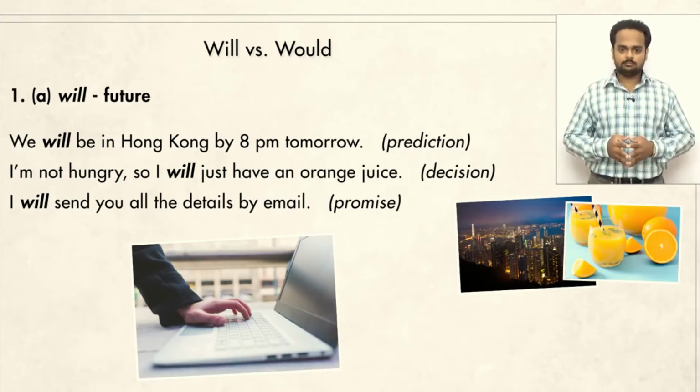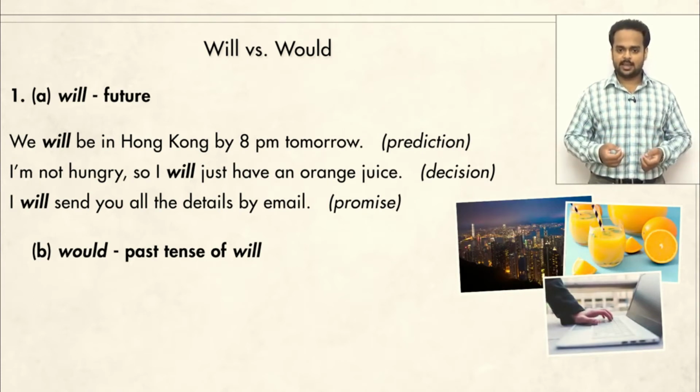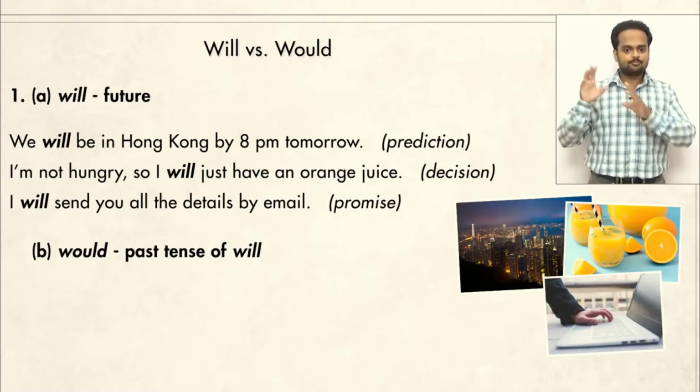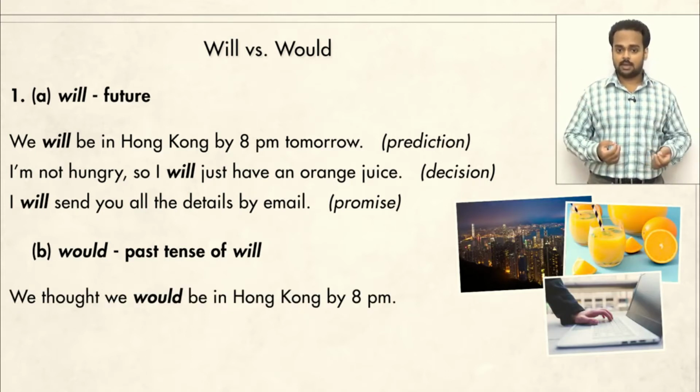Okay, so that's will. What about would? Well, would is simply the past tense form of will. So imagine that we didn't reach Hong Kong by 8 p.m. Our flight was late. We only reached there at 2 in the morning. So then we might look back at the past and say, we thought we would be in Hong Kong by 8 p.m., but that didn't happen.